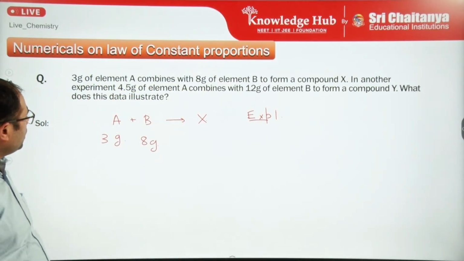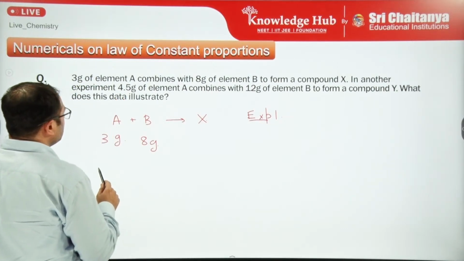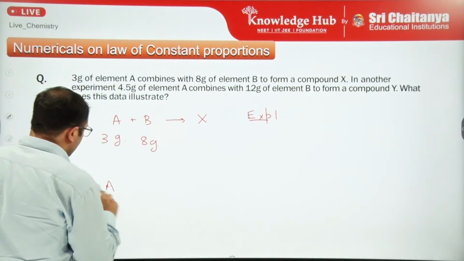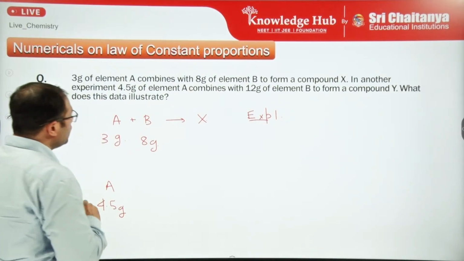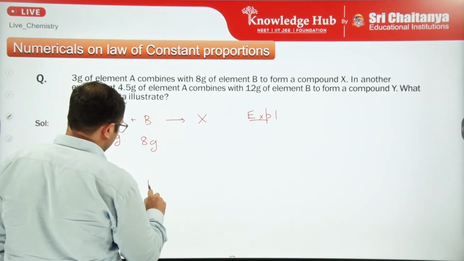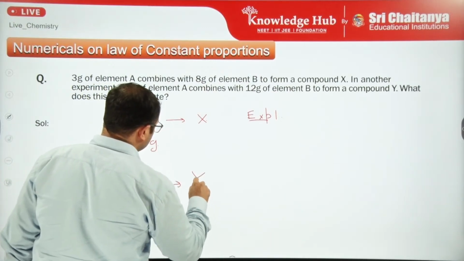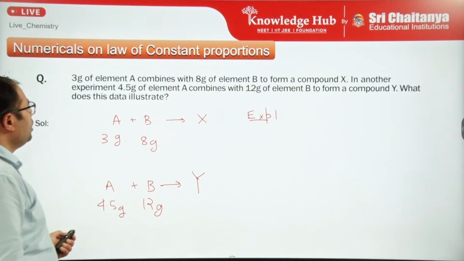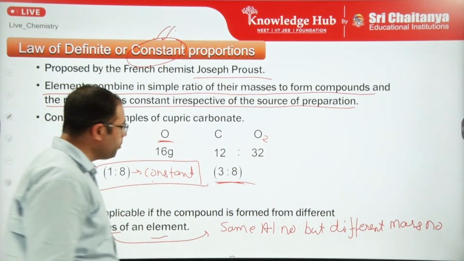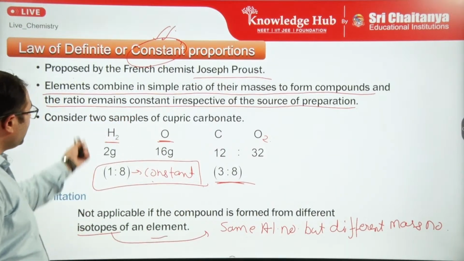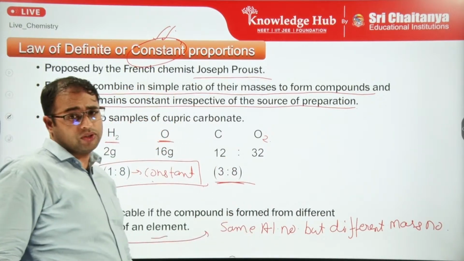In the second experiment, again the compound A is there, right? Again you have 4.5 grams of A, which combines with 12 grams of B to form a compound Y. So what did your law say? Your law said elements combine in a simple ratio of their masses to form compounds, and the ratio remains constant. Remember, the ratio remains constant irrespective of the source of preparation.